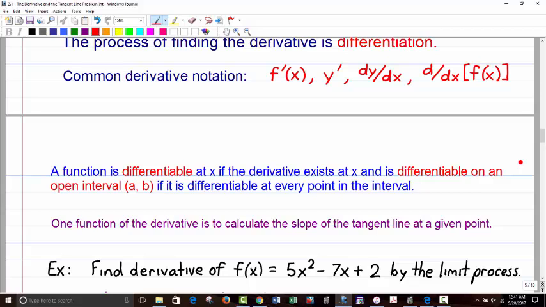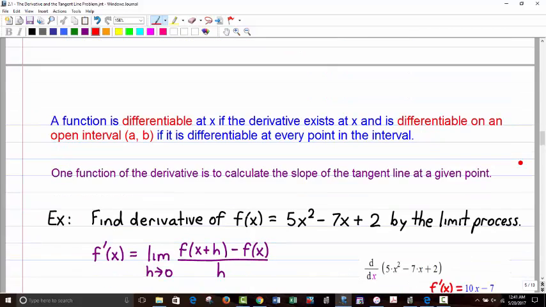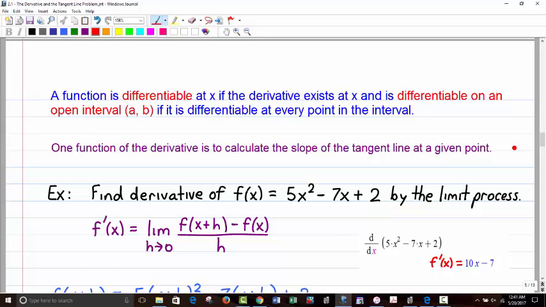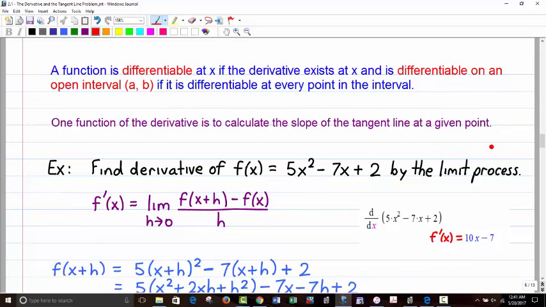So obviously the derivative is to calculate the slope of the tangent line at a given point. And that's what we've been doing here. And you'll see rates of change is going to be something we'll learn what the derivative is for.